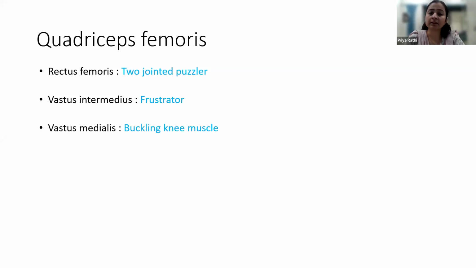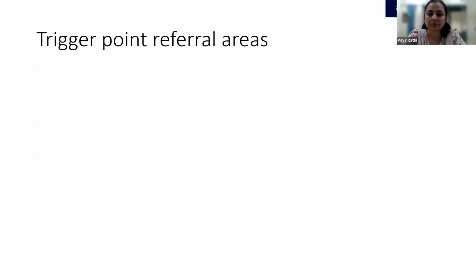Vastus medialis is known as the buckling knee muscle. Many a time a patient comes with complaint of buckling of knee, but in MRI we do not find any tear in the ACL. So why does that happen? That is because of the weakness of vastus medialis. Vastus lateralis is known as tuck patella muscle because whenever there are many triggers in the vastus lateralis, patients complain as if the patella is stuck in one place.